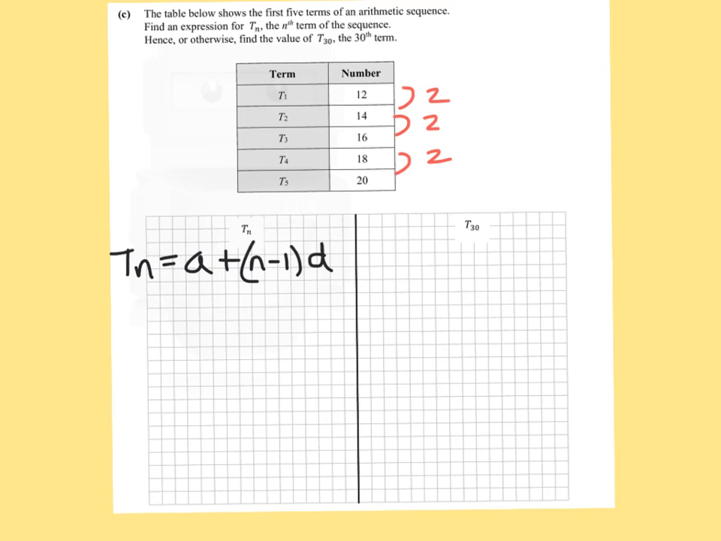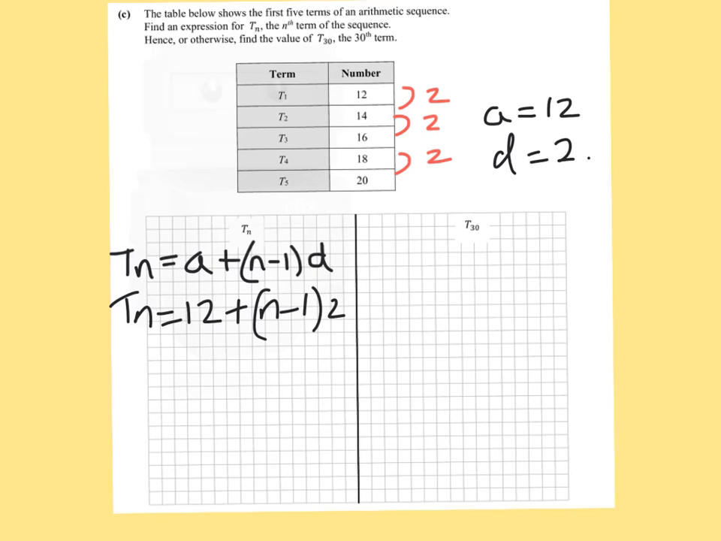Now what we know then is that A is our first term, and in this case that's 12. And then the difference is equal to 2. Okay, so we get Tn equals 12 plus n minus 1 multiplied by 2. Then I get Tn equals 12, 2 by n is plus 2n, so you can do the loops if you want, minus 2, and then I get Tn equals, so I have these two like terms, which give me 10 plus 2n.